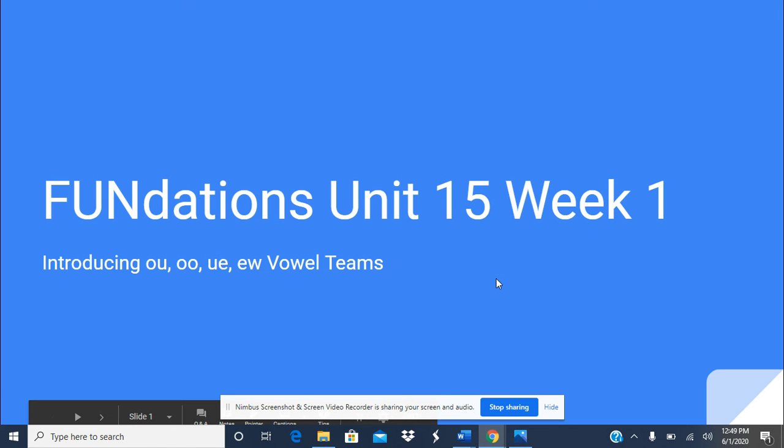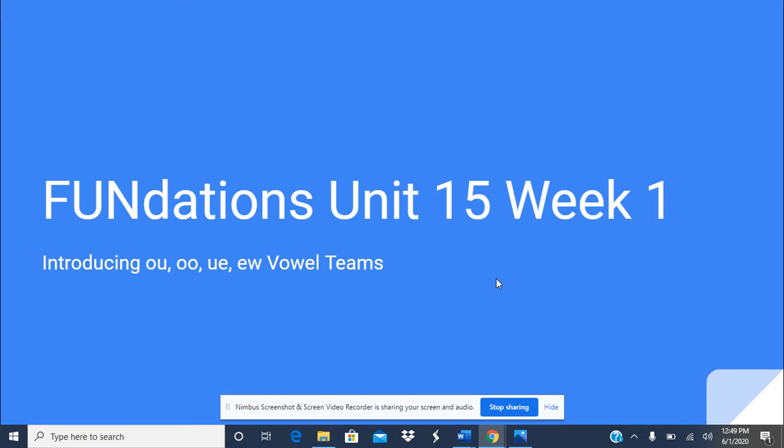All right, guys, we are starting a new week of Foundations today. We are moving into Unit 15. We are going to see an old friend from our last unit dropping in today and this week, and some new friends. This old friend is going to be making another sound to go along with all of his other friends for this week. We're going to take a look at our large sound cards.